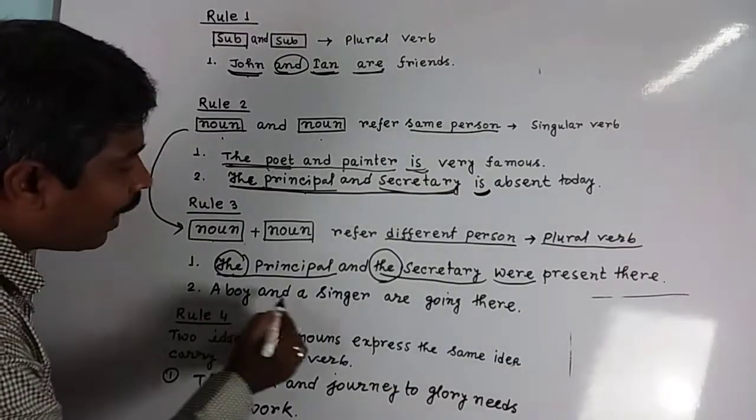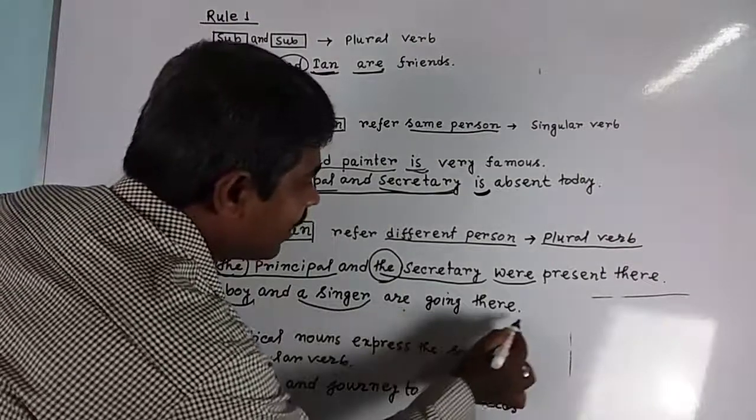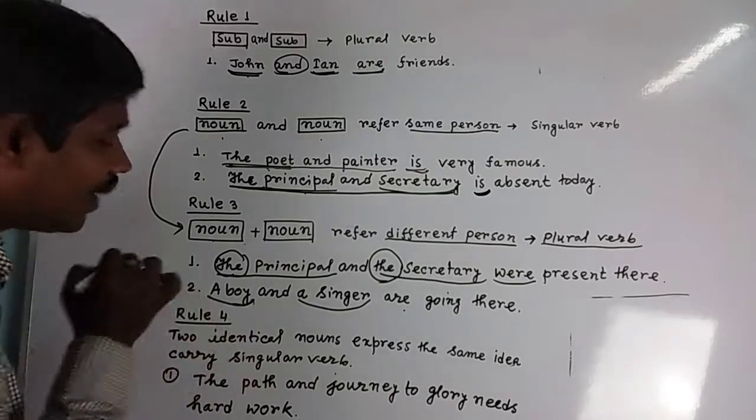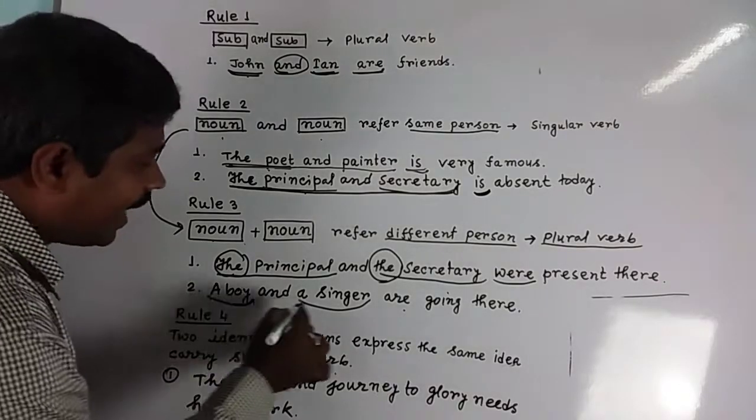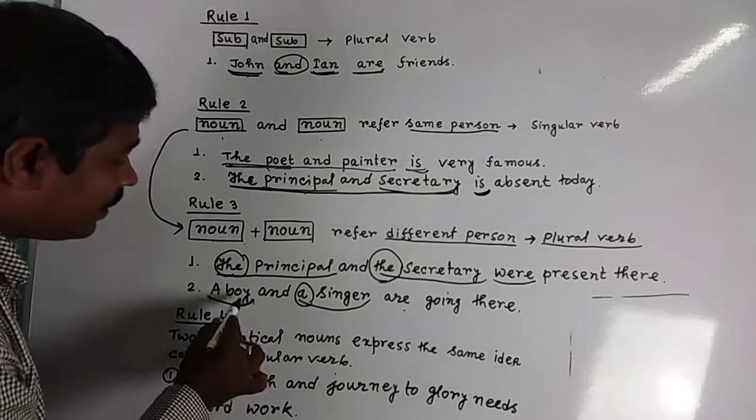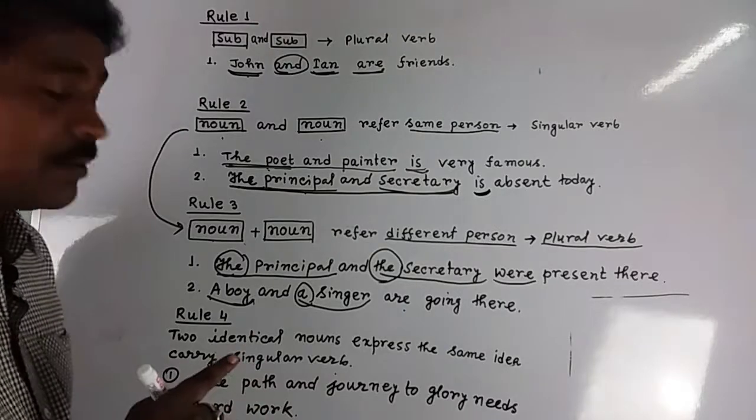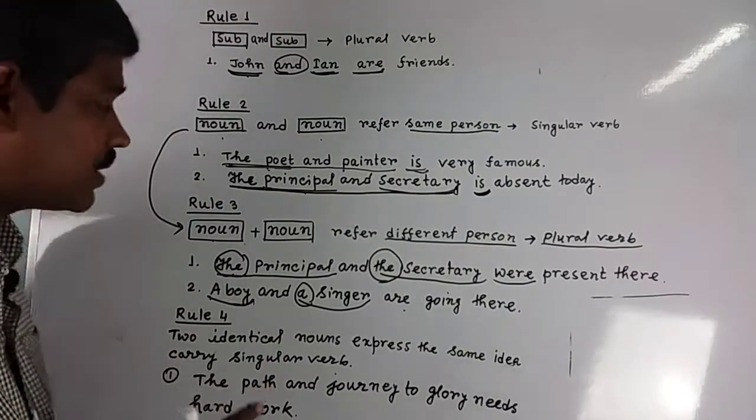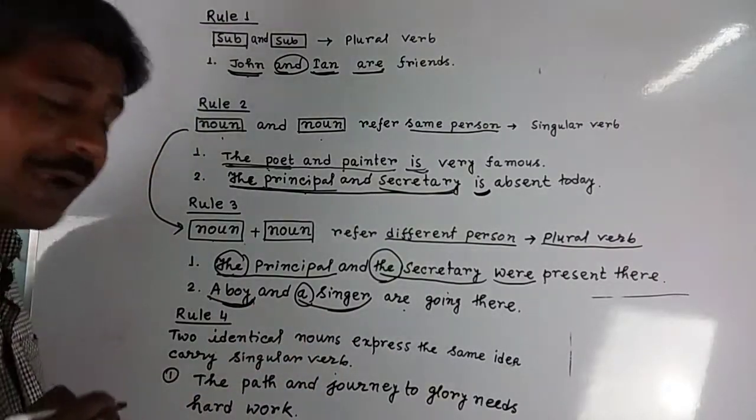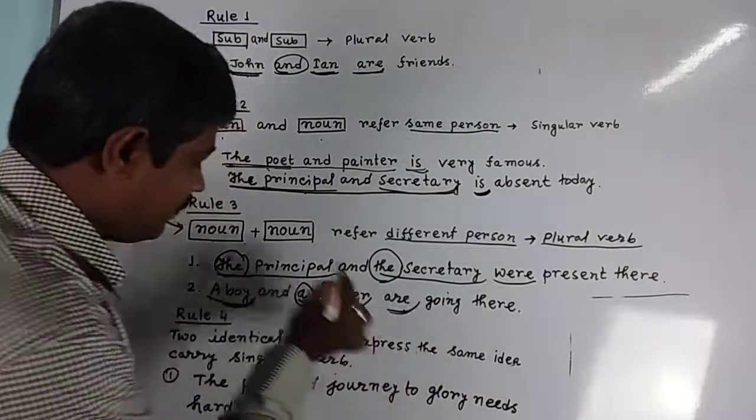In the second one, a boy and a singer are going there. Here look at this sentence, friends. Boy is carrying one indefinite article, that is a, and the singer is also carrying another article a. It means these are two separate persons, not a person. The boy is also the singer? We cannot say it. Boy is also a noun, singer is also a noun, and both are carrying different articles. So this means these are two persons. So we have to write down are.